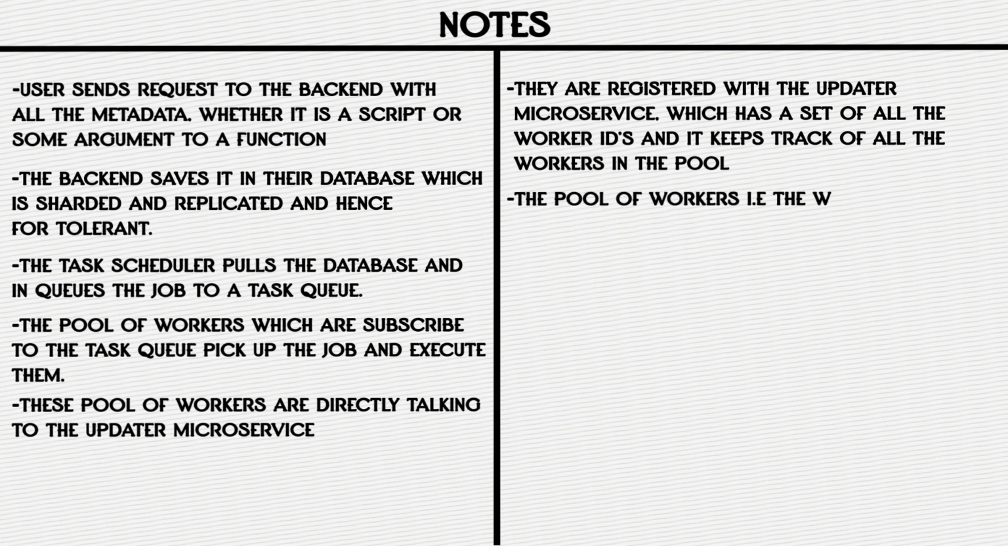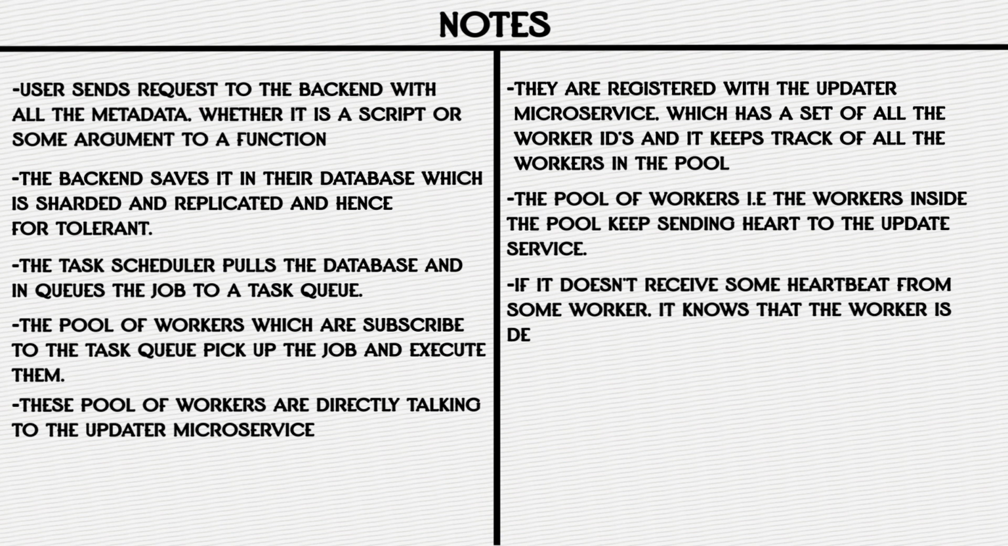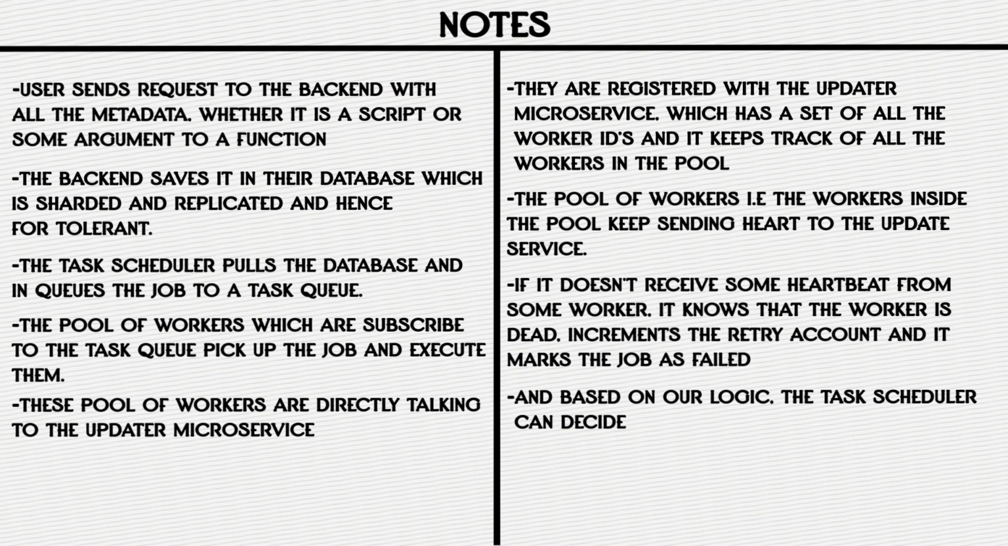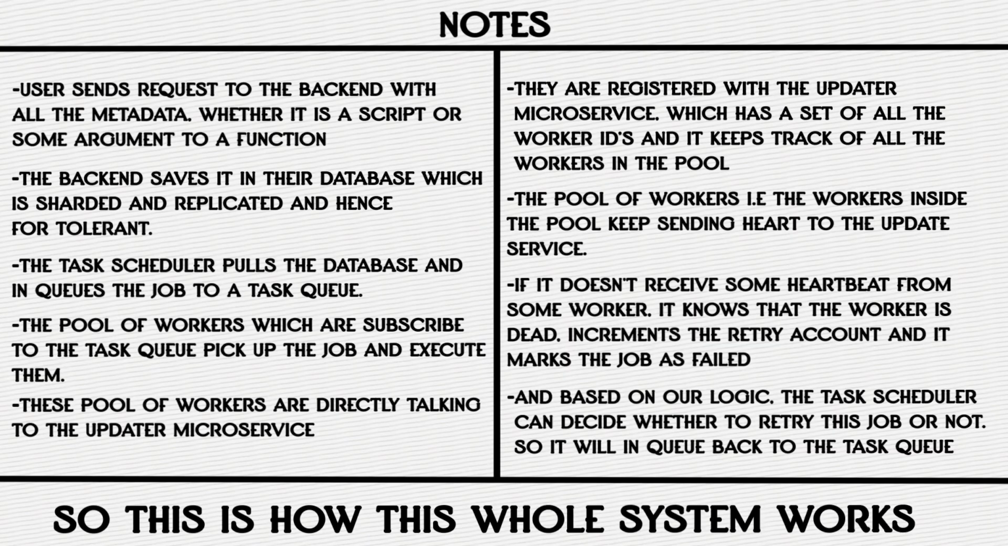The pool of workers, that is the workers inside the pool, keep sending heartbeats to the updater service. If it doesn't receive some heartbeat from some worker, it knows that the worker is dead, increments the retry, and it marks the job as failed. And based on our logic, the task scheduler can decide whether to retry this job or not, so it will enqueue it back to the task queue. So this is how this whole system works, and this was a pretty interesting video with pretty interesting facts and concepts about distributed system, that how we can simply scale it.